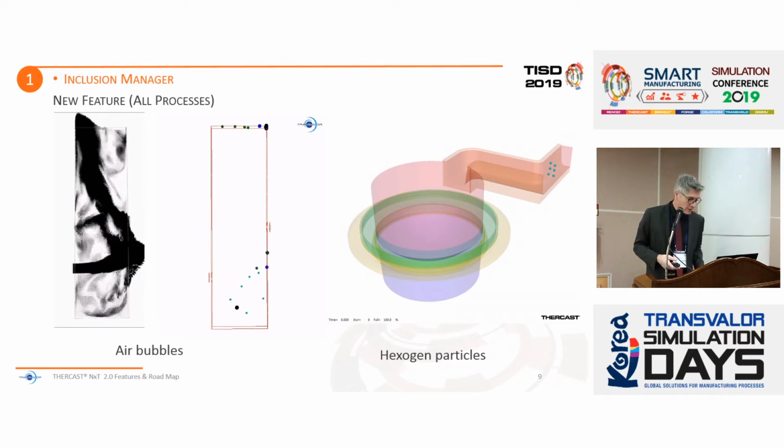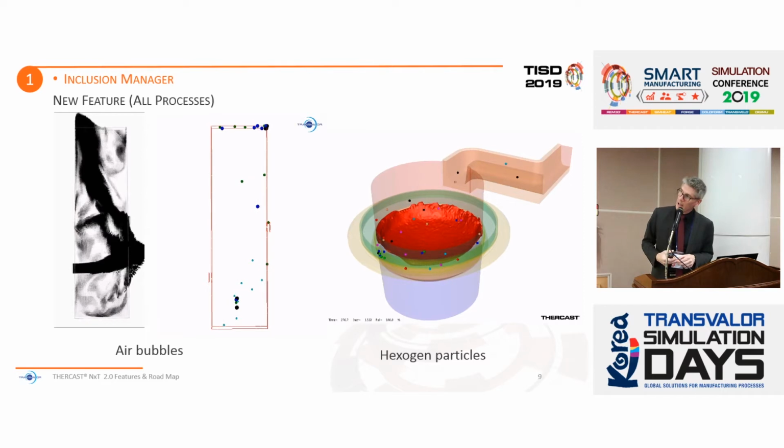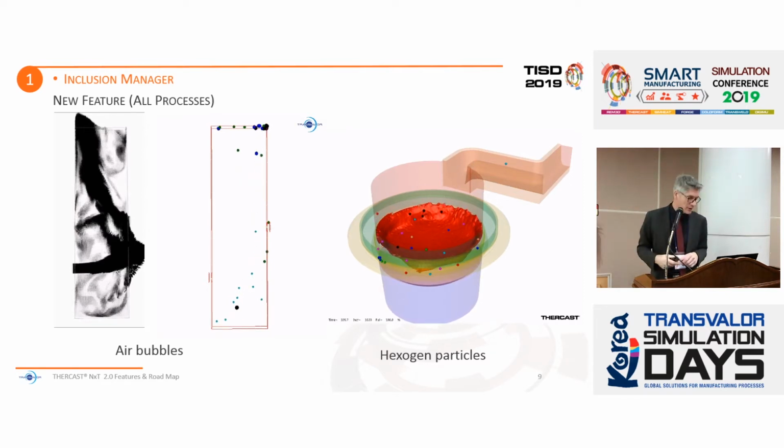And on the right, you have another kind of application. This is an aluminum semi-continuous casting example where we also have particles that are released in time, and you can see how they are transported in the fluid until reaching the solid part, and then at the end you have the position and the location of these particles at the end of the process, so in the final product.